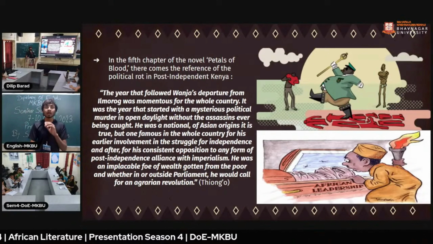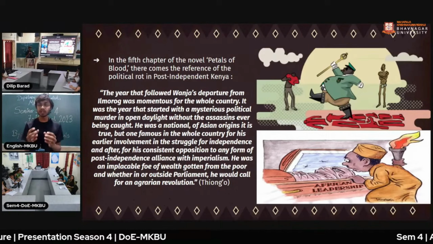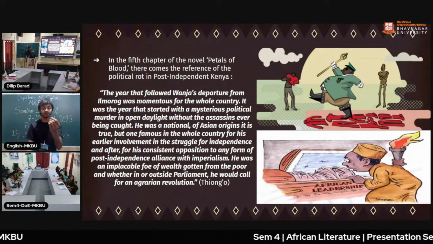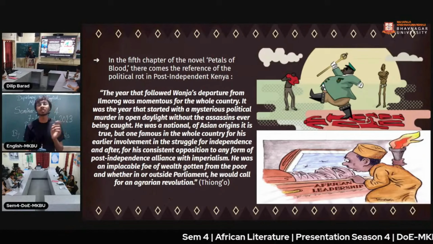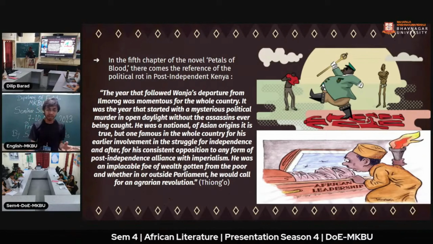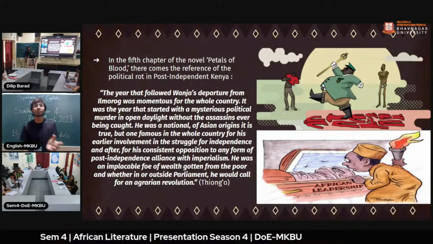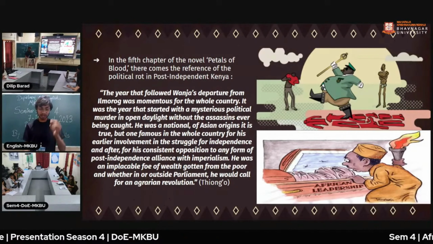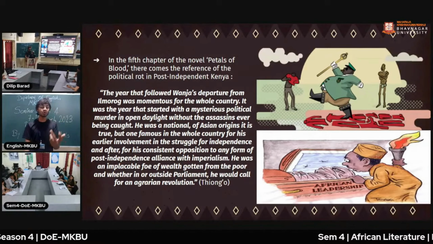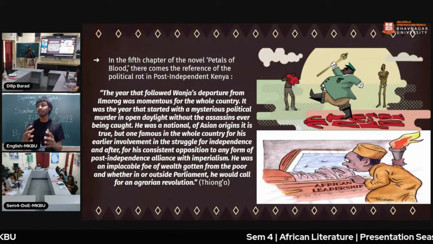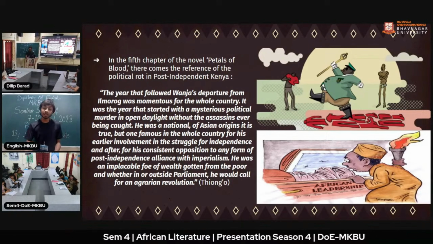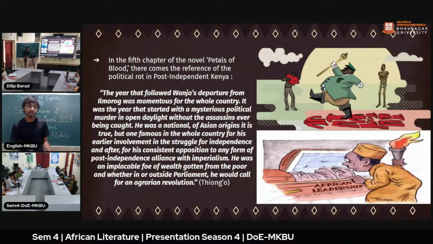So how can we see this within the context of the novel? Where in the novel does it occur? The overall novel is written in 13 chapters in total, so it is quite a lengthy novel, around 300 to 400 pages. In the fifth chapter of Petals of Blood, there comes the reference of the political rot. Political rot means political degradation, we can say, in post-independence Kenya. Once Kenya got independence, what kind of political situation was there?